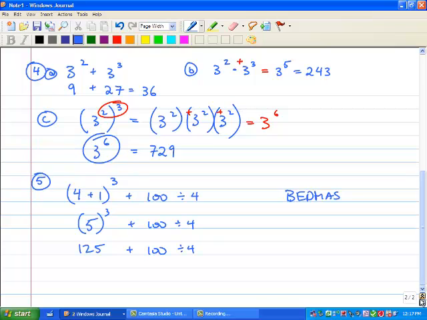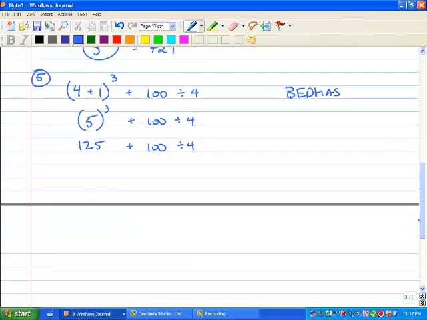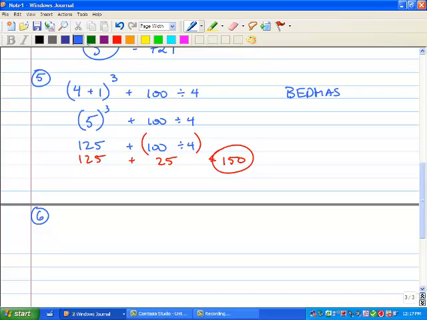Now, the important thing to remember here is that we have to do division before we do adding or subtraction. So we can put some brackets down here, and we get 125 plus 100 divided by 4 is 25, and we get 150 as our final answer. All right, let's try one more of those. And actually, we're going to write as a single power. So number 6 here, it says write as a single power.